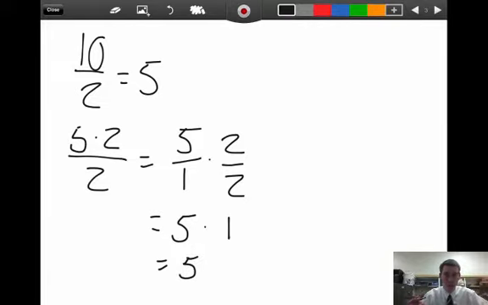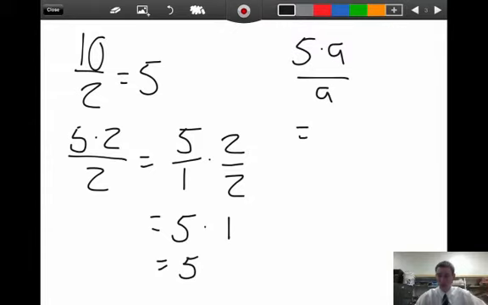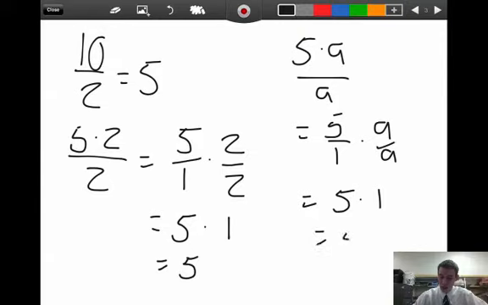Now it's no different if we throw a variable in there. Say we have 5 times a divided by a. We can rewrite that as 5 over 1 times a over a. And a over a, just like 2 over 2, is just 1. So 5 times 1, we get 5 again. Alright? Well, let's try some little trickier examples.